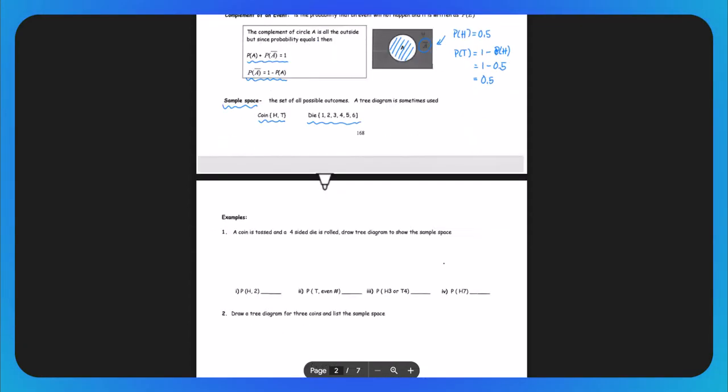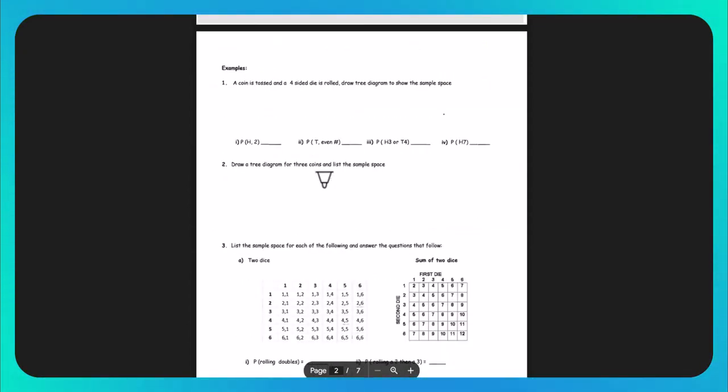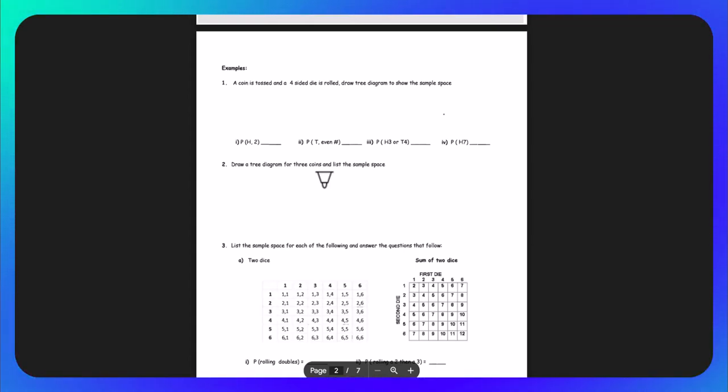So let's look at an example to illustrate this. Let's say we are going to toss a coin and roll a 4-sided die, and it's asking us to determine the sample space. Well, let's use a tree diagram.